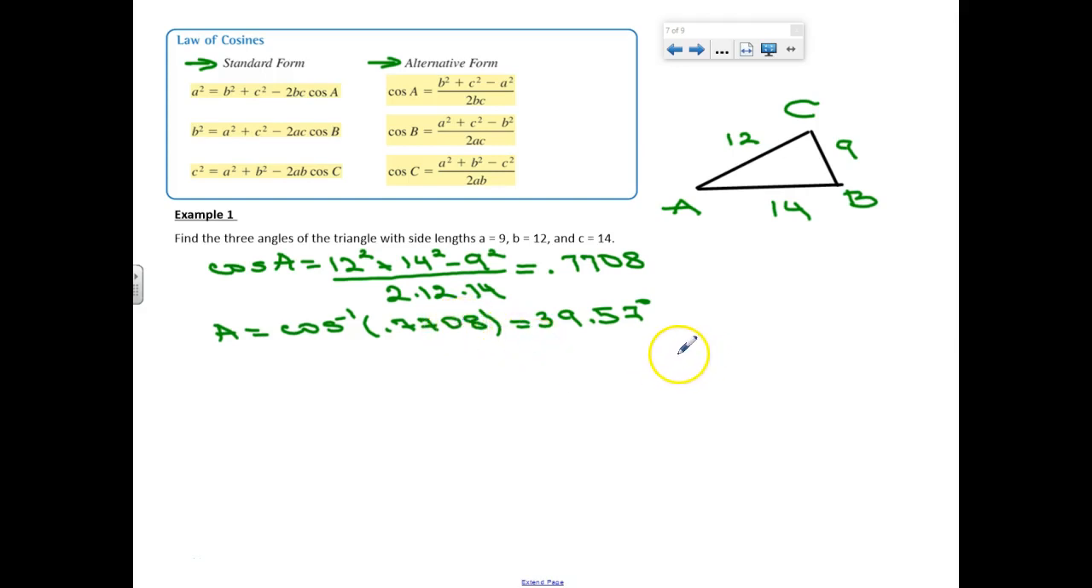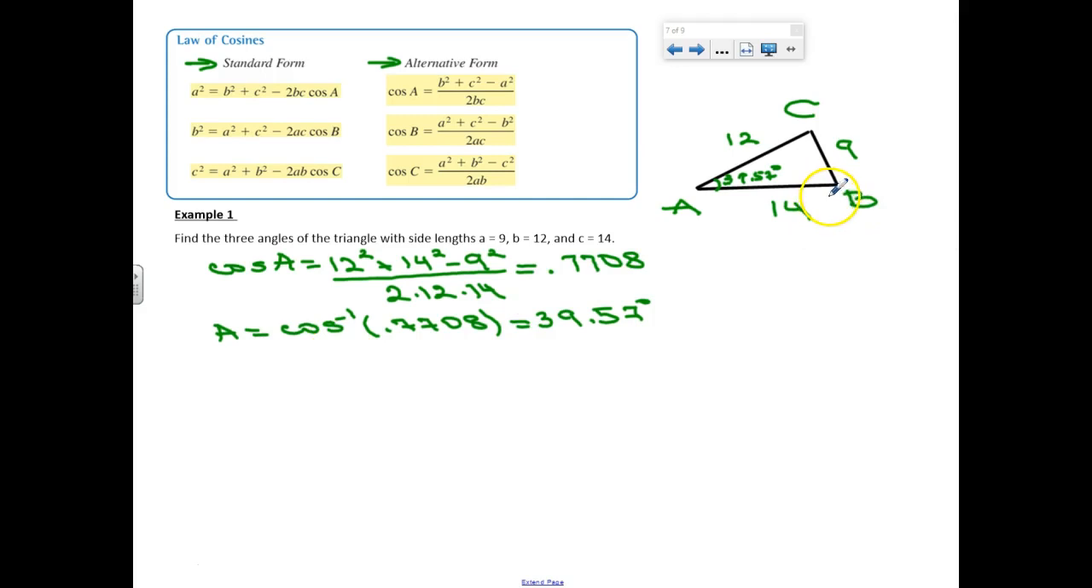So now we have found that angle A is 39.57. I can add that to my sketch, 39.57 degrees, right here for angle A. Now I need to find angle B. Well, to do so, once again, I can go ahead and apply the law of cosine.